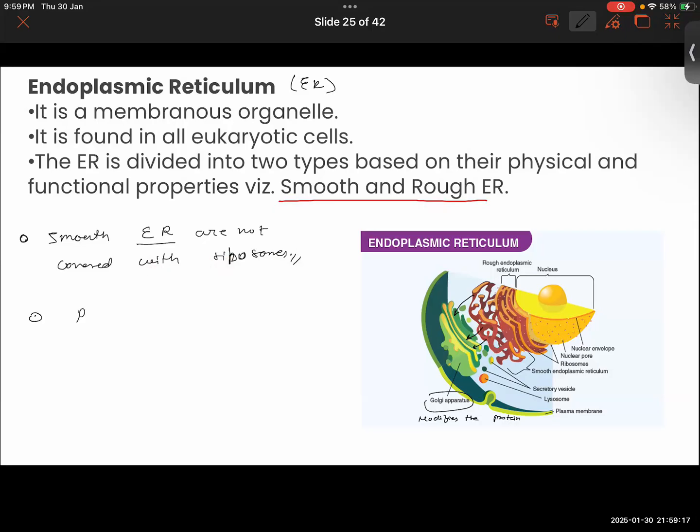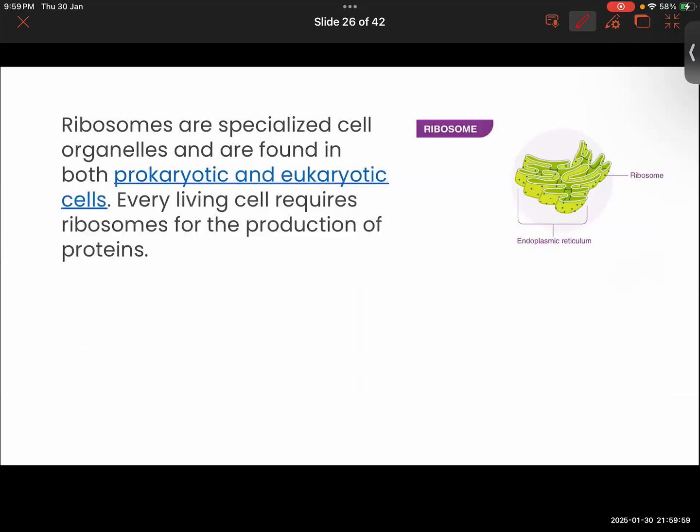As for the rough endoplasmic reticulum, they are covered with ribosomes. Now, there is one important function of the ribosome. Ribosomes are particularly responsible for synthesizing protein. So since ribosomes are present on the rough endoplasmic reticulum, we will also say that it is responsible for protein synthesis, right? So ribosomes, let us talk about this one also.